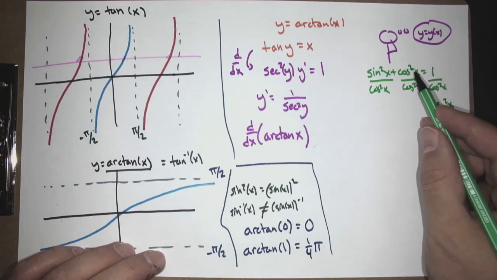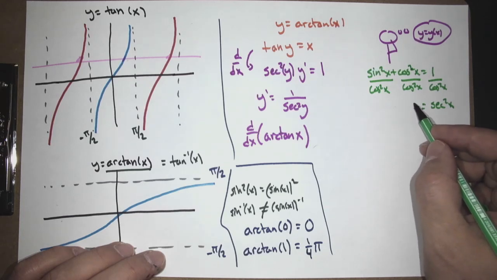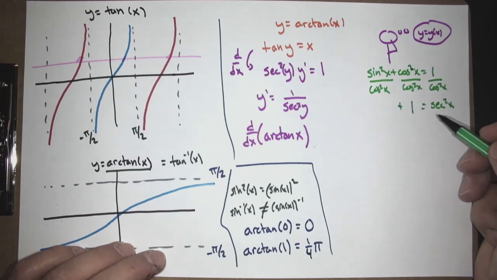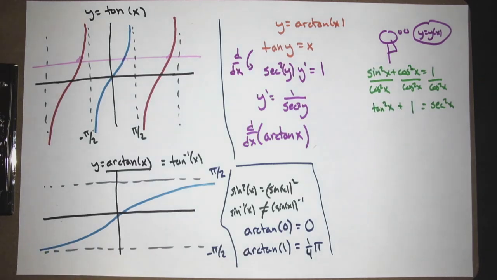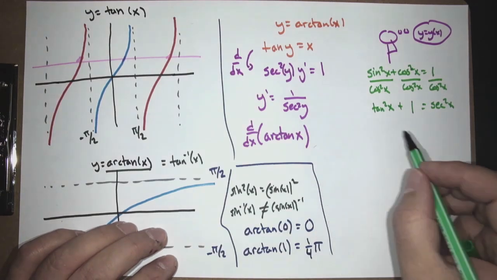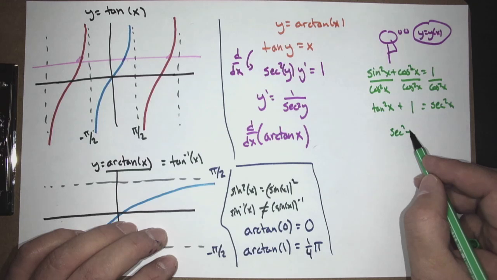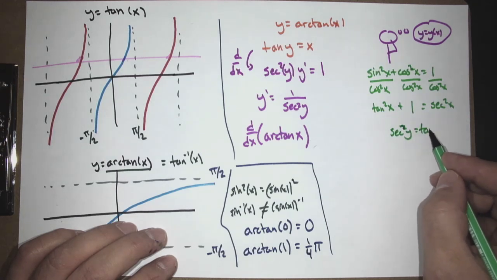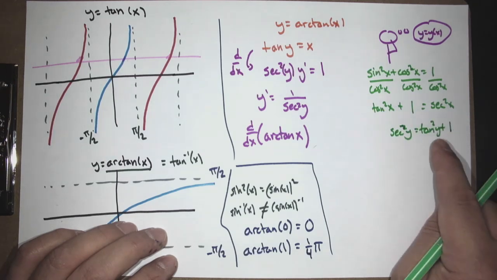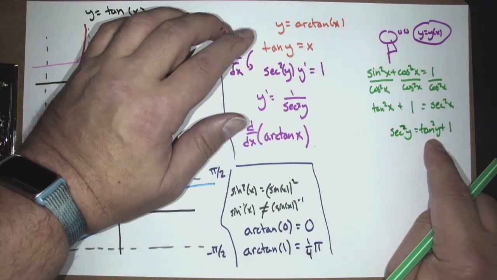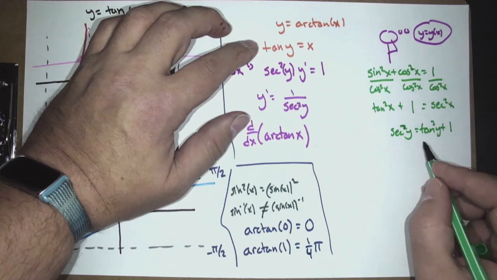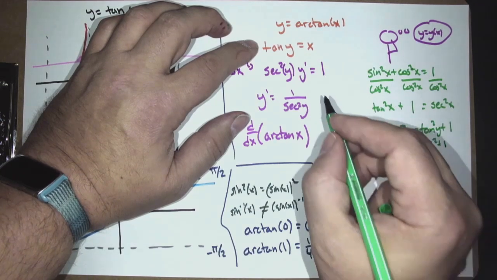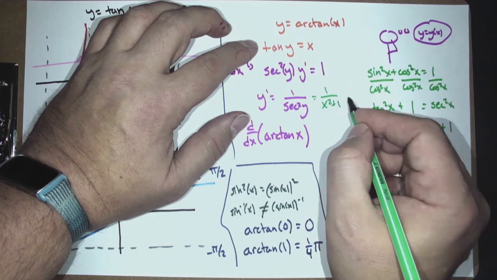Secant squared. Cosine squared over cosine squared. What's another name for that? 1. Sine squared over cosine squared. Tangent squared. Well, that's for x, but really it's any input. So here's the idea. If I want secant squared y, that's like tangent squared y plus 1. But what's another name for tangent of y? Have we given tangent y another name? Oh yeah, tangent of y is x. So this is 1 over x squared plus 1.